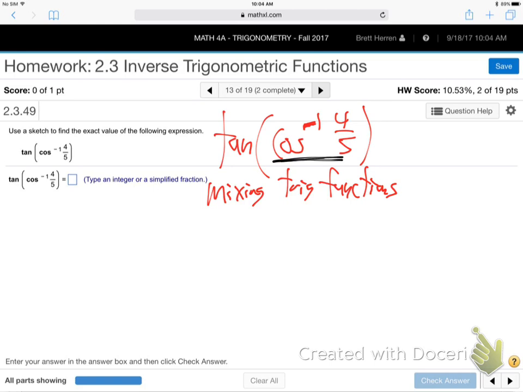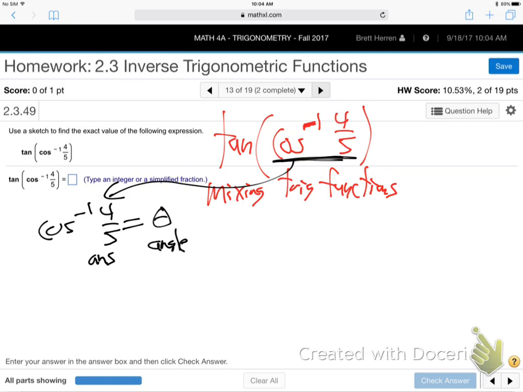So right in here, let's just take this little piece out. It says cosine inverse of 4/5. Now, again, 4/5. Is 4/5 an angle or an answer? Look at where it's sitting. It's being put into an inverse trig function. So it is an answer. So this is going to equal some angle. Let me just call it theta. Because if you put an answer into this inverse trig function, you get an angle, it's going to equal some angle theta.